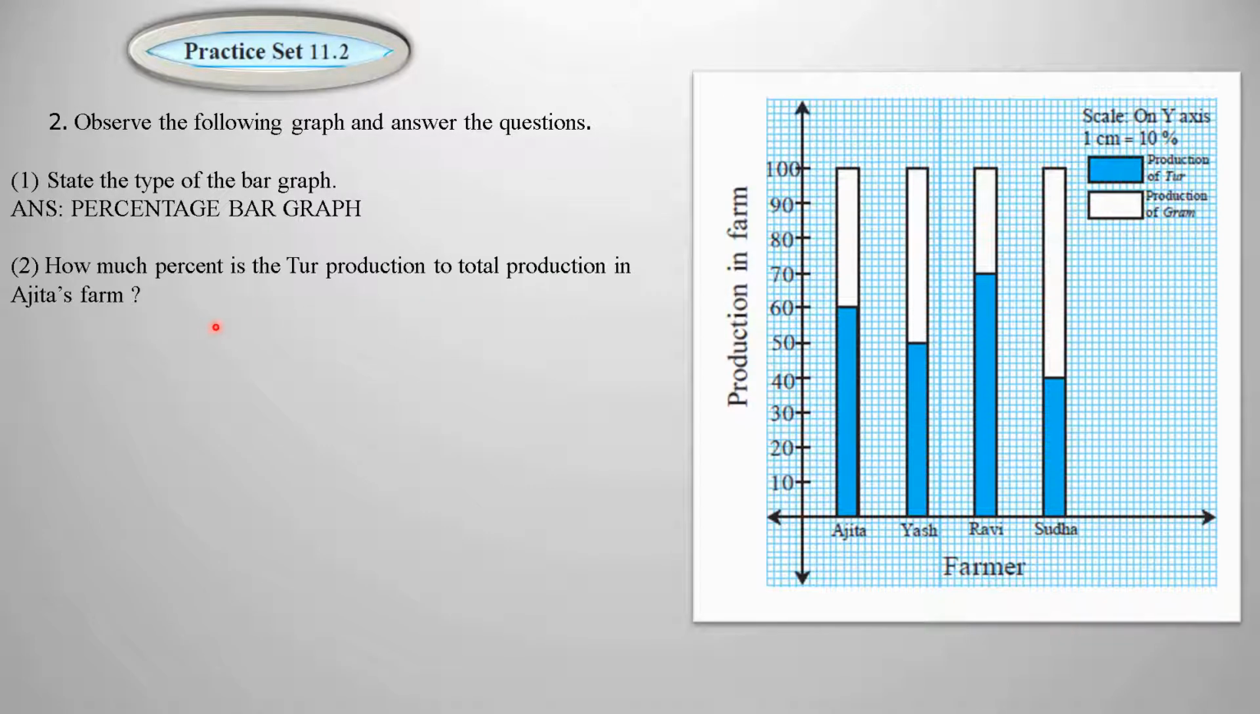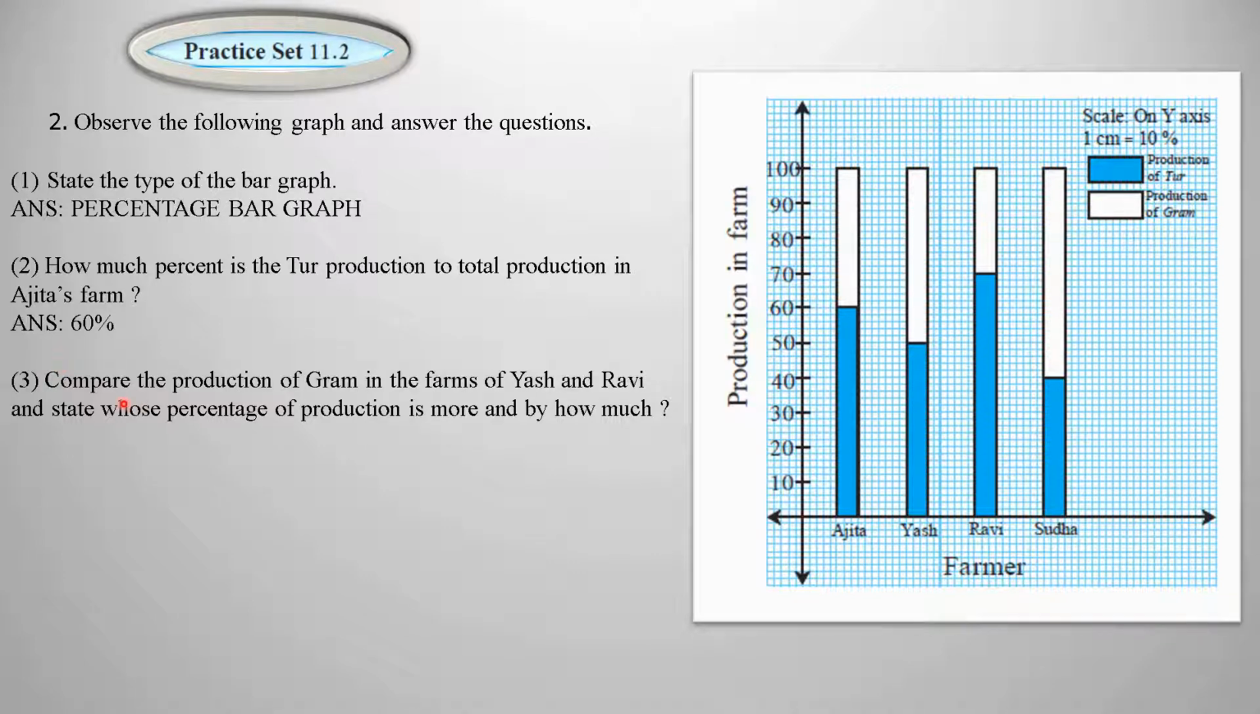Second one, how much percent is the tur production to total production in Ajita's farm? Now, if you look at the scale, blue color refers to production of tur and white color refers to production of grams. Now we have to find out how much percent is the tur production to total production in Ajita's farm. Now if you look at Ajita's farm, 60% refers to the production of tur and 40% refers to the production of grams. So the answer is 60%.